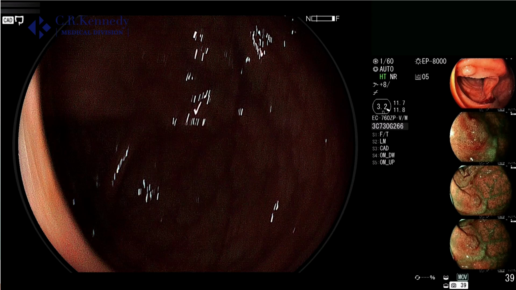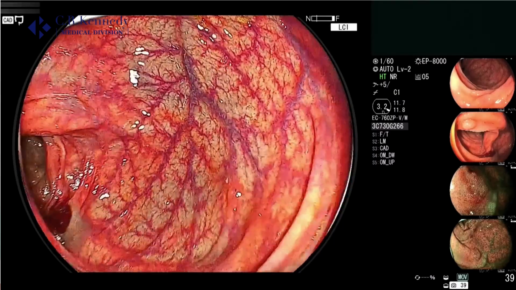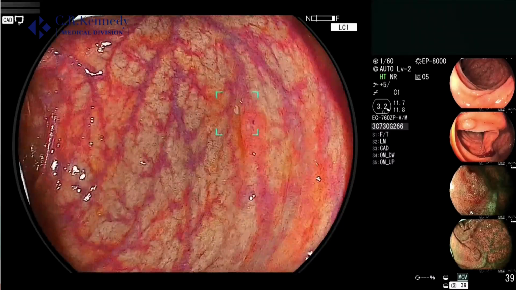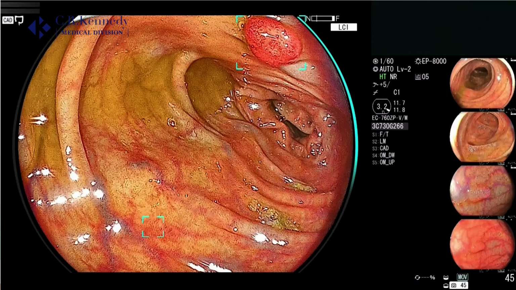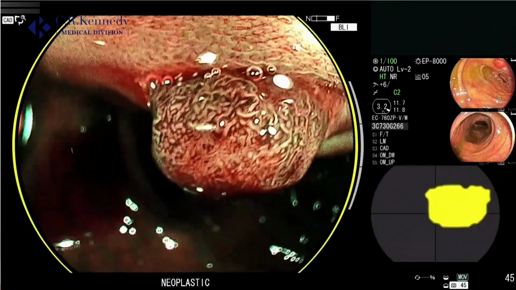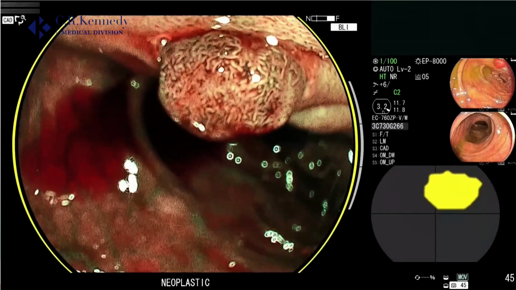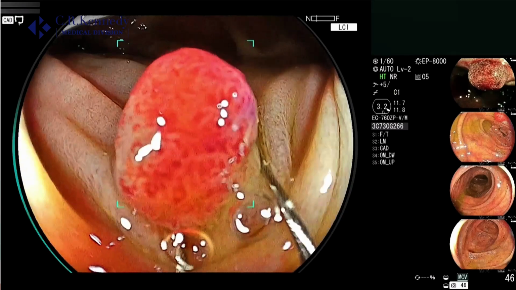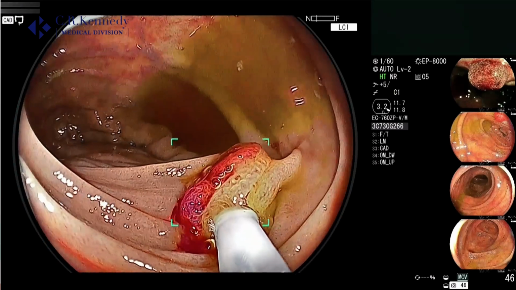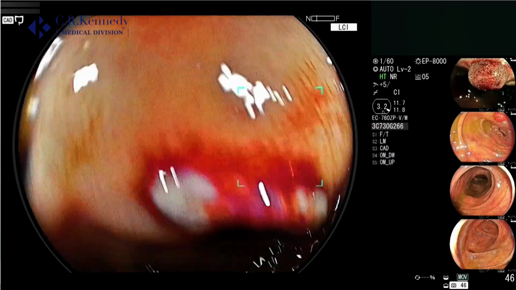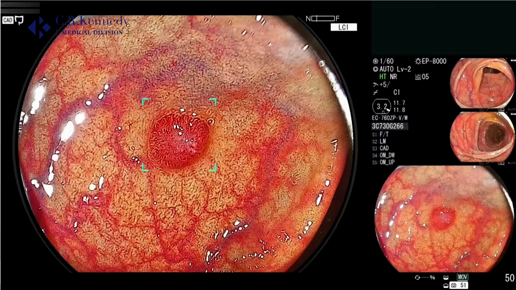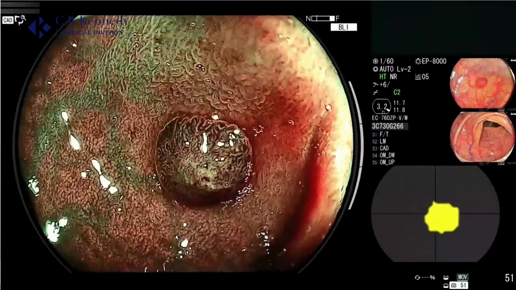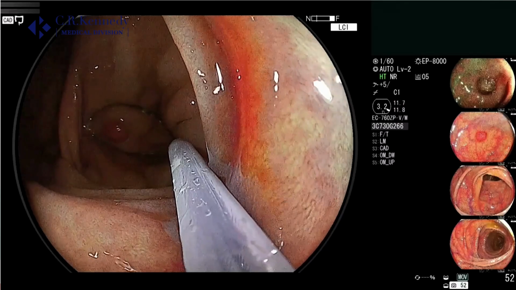And what is this? This is AI. Even AI can find the lesion easier with LCI. Combination of LCI and AI is the best way to detect and characterize the neoplastic lesions. So this is the adenomatous polyp, then just snare polypectomy. So nowadays we can use LCI and AI, so much easier to detect and characterize neoplastic lesions like this.